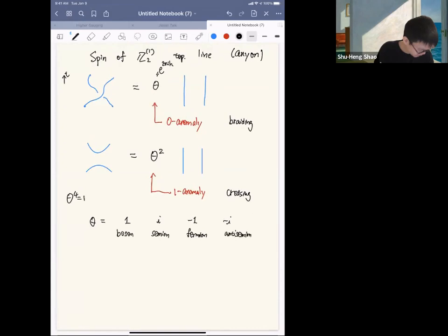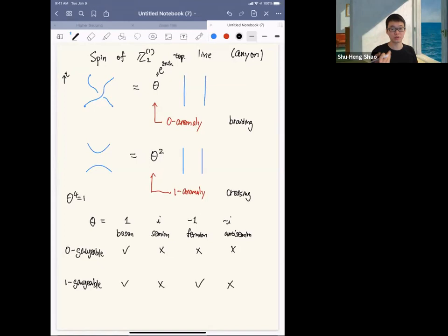For the Z2 one-form symmetry to be zero gaugeable, namely for it to be free of the usual 't Hooft anomaly, only the boson is free of the usual 't Hooft anomaly. The others, since they have non-trivial braiding, are not zero gaugeable. However, if you only care about one gaugeability, if you only want to gauge it on the surface, then not only the boson is one gaugeable, but also the fermion. So we have more options because we're less ambitious. We just want to gauge the symmetry on the surface.